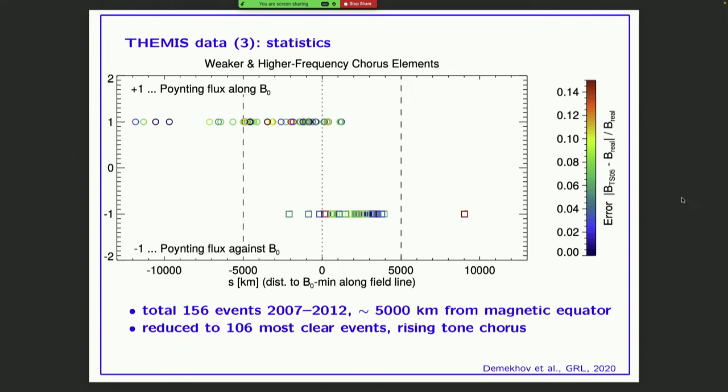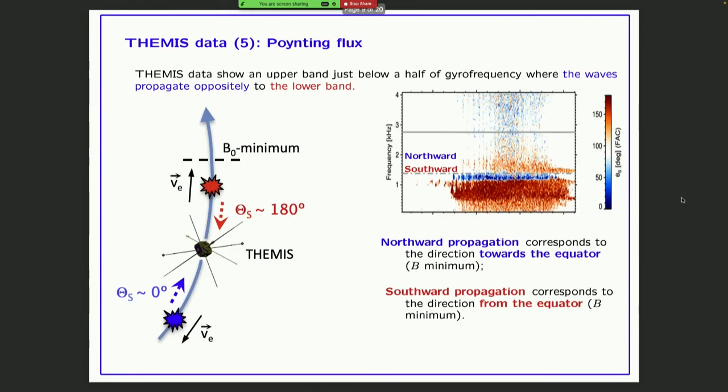And now we try to check how it can be explained by the model. Next slide, maybe I will show you quicker. So this is a scheme. You see the B minimum and the spacecraft sees a stronger element going from the equator, where the center of the source region is expected to be, and the weaker and higher frequency elements go in this case to the equator from the edge of the expected source region. Next slide.